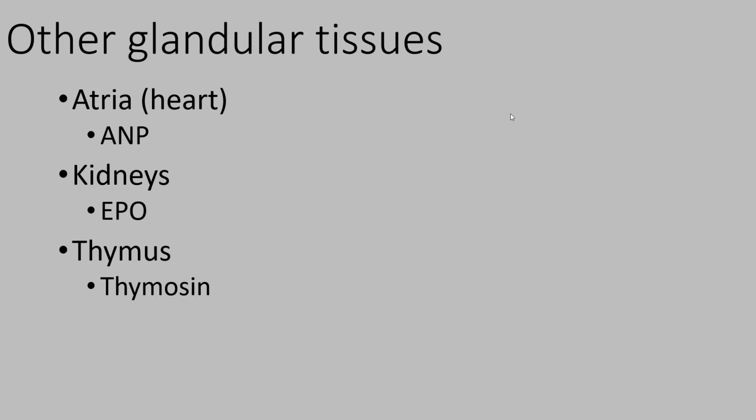ANP. Well, when your blood pressure is elevated, so when you have higher blood pressure, that's going to stretch the walls of the heart, specifically the walls of the atria. More blood pressure, as blood's coming into the heart, there's going to be more pressure within the heart, it stretches those walls. And when the atria are stretched, they release the hormone ANP, atrial natriuretic peptide. And ANP does a few things.